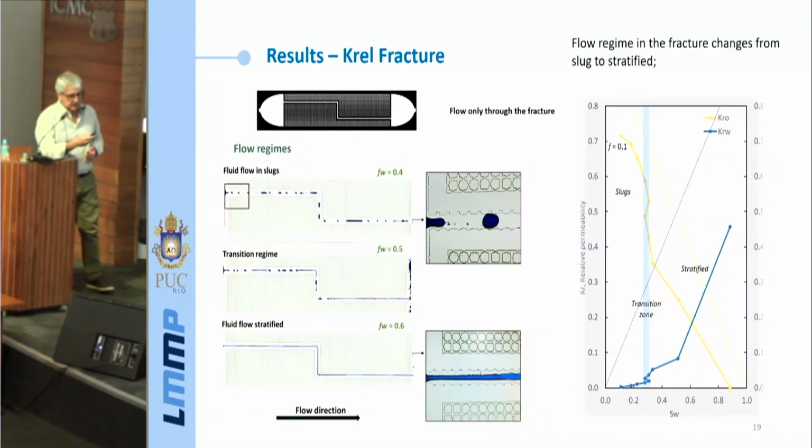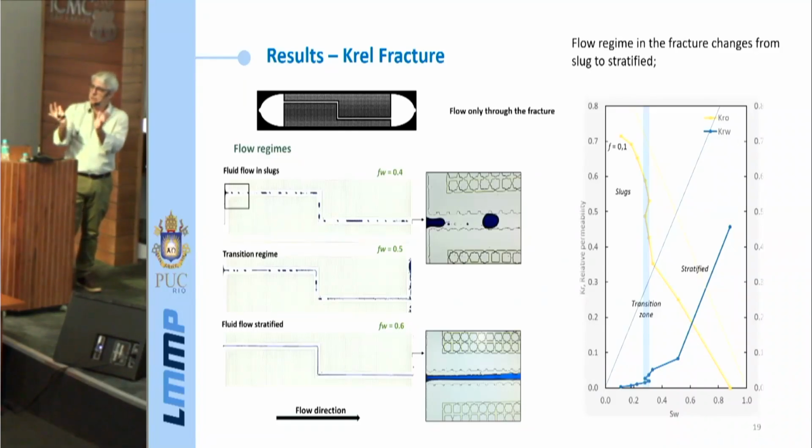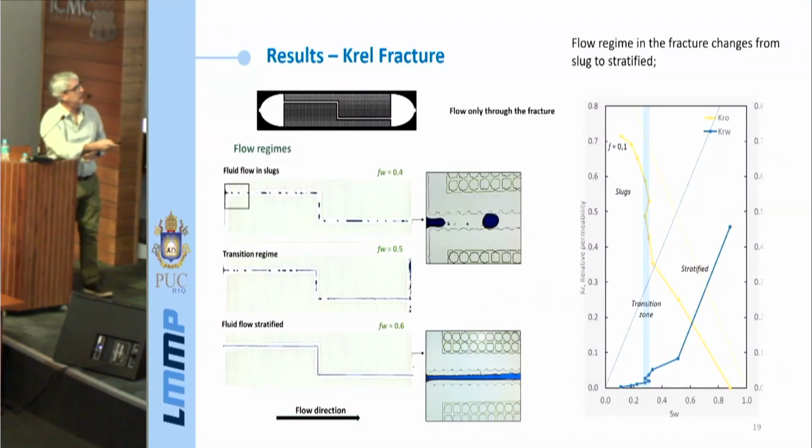But you can see that clearly there's a transition from a slug flow to a core annular flow. So if the water saturation is high enough, remember this is oil wet, the oil is going to flow attached to the wall and the water is going to flow through the middle. This completely changes the pressure difference that you get in the flow, okay? So you can see that the relative permeability of the oil and the water has a huge jump here when you get this transition from a slug to a stratified flow.